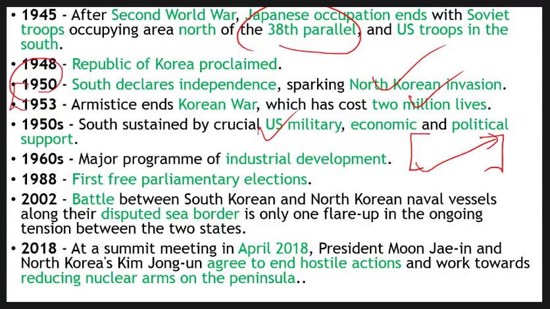In the 60s, it decided to start industrial development. In 1988, the first free parliamentary elections took place in South Korea. In 2002, a battle was fought between South Korea and North Korea. And finally, in April 2018, there was a historic meeting between President Moon Jae-in and North Korea's leader Kim Jong-un.